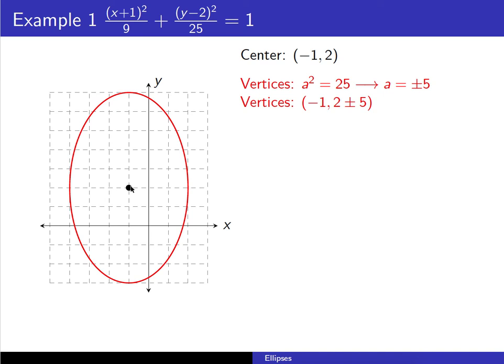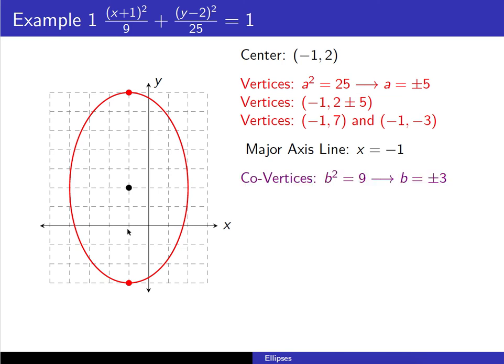So when we do that, we have negative 1, and then we're going to take the y-coordinate of 2, add and subtract 5 to it, which we can combine like terms. So we get vertices at (negative 1, 7) and (negative 1, negative 3). Our major axis line is going to connect those vertices, and if our major axis line is a vertical line, it's x equals wherever it hits the x-axis, which in this case is negative 1.